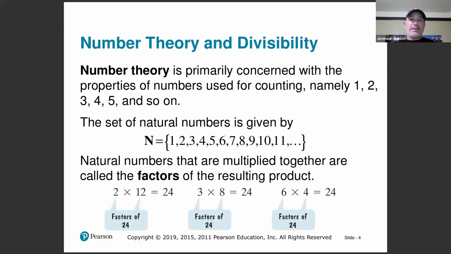All right, let's look at this idea here of number theory and divisibility. Number theory is all about the properties of natural numbers. So these are the numbers you're most familiar with, the counting numbers 1, 2, 3, and so on. When we multiply two natural numbers, the numbers being multiplied are called factors. For example, if we multiply 3 and 4 together, that equals 12. And so the numbers 3 and 4 are called factors of 12.